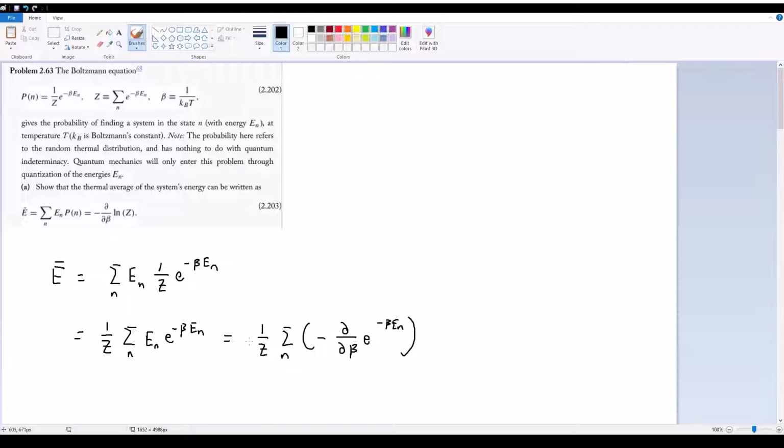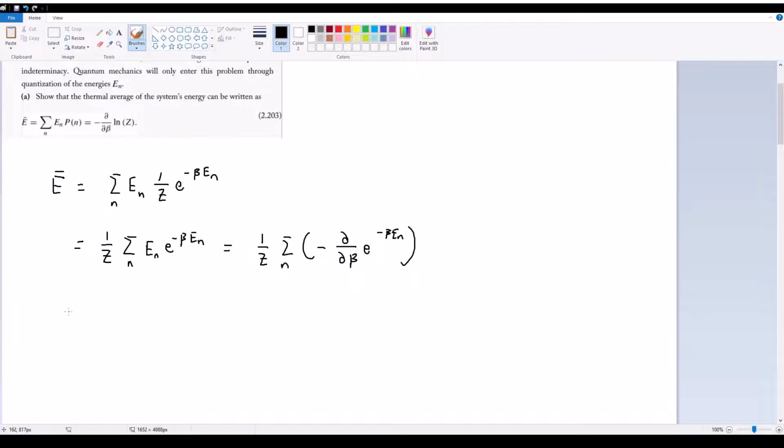Now I'm going to bring the negative out, and I can also recognize that when you're dealing with partial derivatives and derivatives in general with respect to summations, assuming that this is a partial of the entire term in the summation, I can interchange it with the summation, which means I can just bring out the partial derivative without any issues. So because of that, I have negative 1 over Z times the partial with respect to beta of the summation over n of e to the negative beta times E_n.